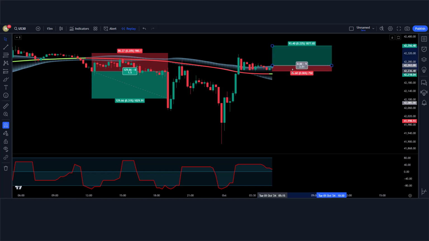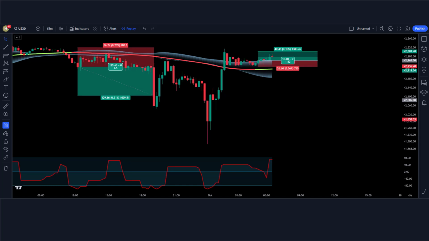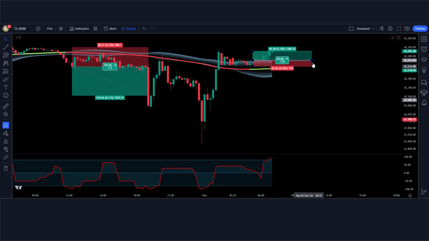Our stop loss will be placed at the previous low of the market. And the risk to reward ratio will be 1:1.5. Let's see what happens to our trade. Our trade is running in profit. We have won the trade. Wait for the next signal.